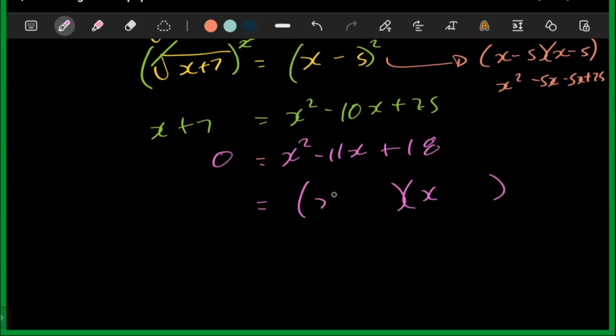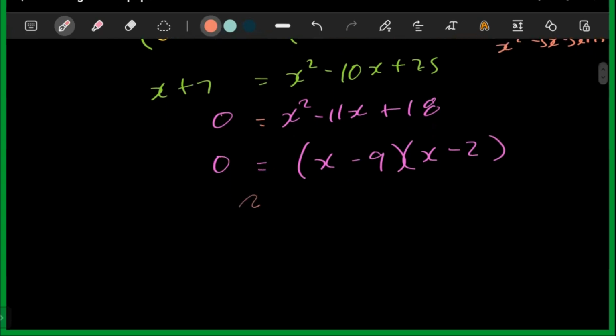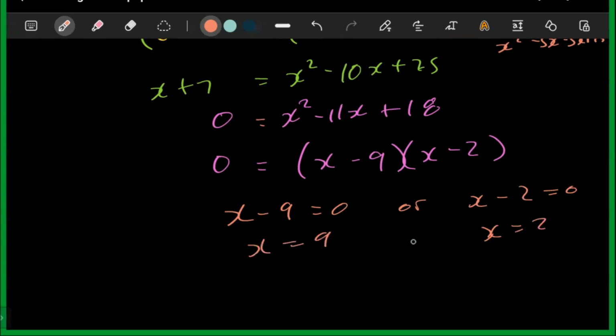x and x, 9 and 2. To get a negative here, you have to say minus and a minus. So a negative and a negative here gives you the plus 18 if you multiply them. So it's all good. Here you're going to have x minus 9 is equal to 0. The other one, x minus 2 is equal to 0. x is equal to 2. x is equal to 9. Okay, it's all good.